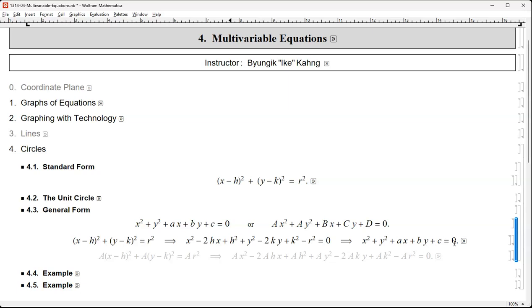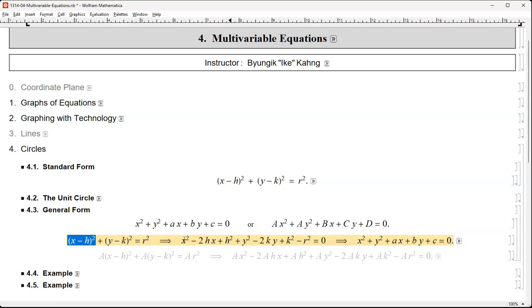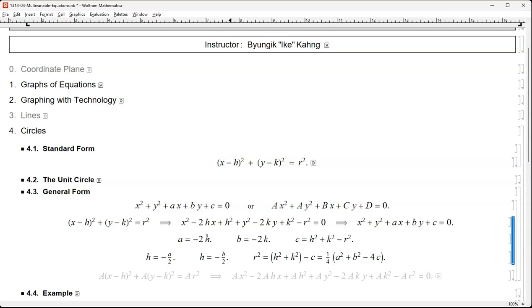And the derivation is here, as a matter of fact. You see, break up this complete square, 2hx and 2ky, and then rename 2h as a and 2k as b, and take h squared plus k squared minus r squared as c, and then you're going to get this form. So a is negative 2h, b is negative 2k, and then c is this.